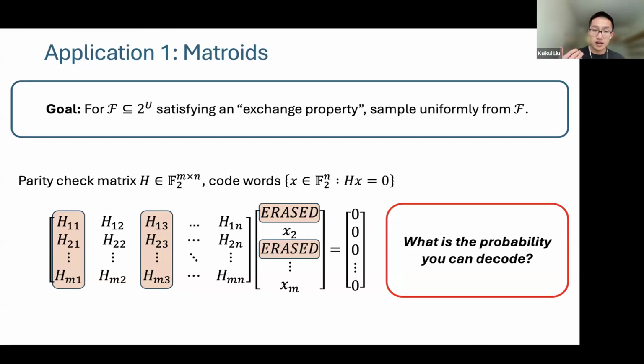Okay. Now you can do this if the columns corresponding to the erased bits are linearly independent, because then you can solve a linear system. And so you can compute this probability if you can count the total number of linearly independent subsets of columns of this matrix H. And this turns out to be equivalent to sampling a uniformly random basis from the matroid described by these column vectors.